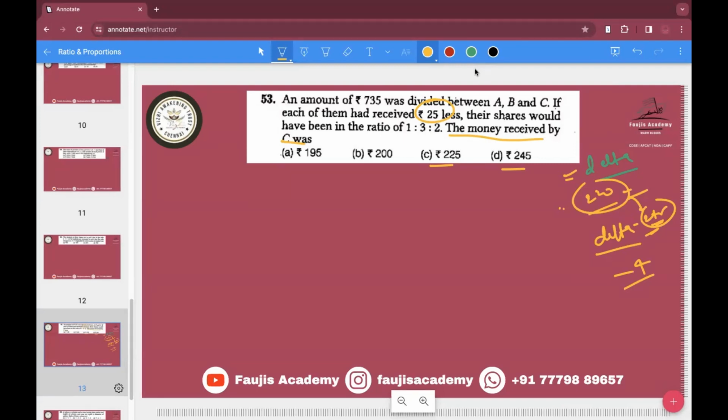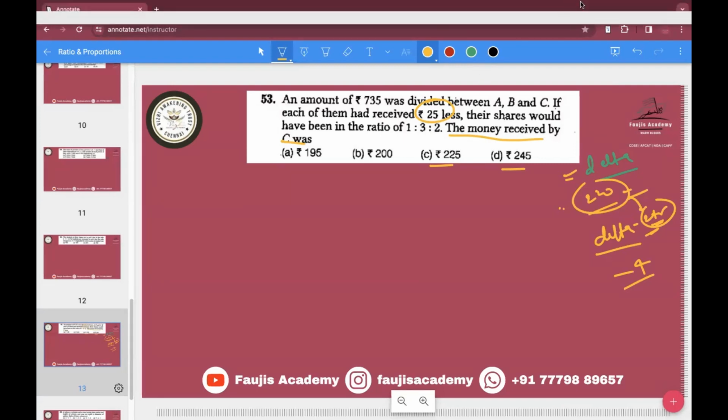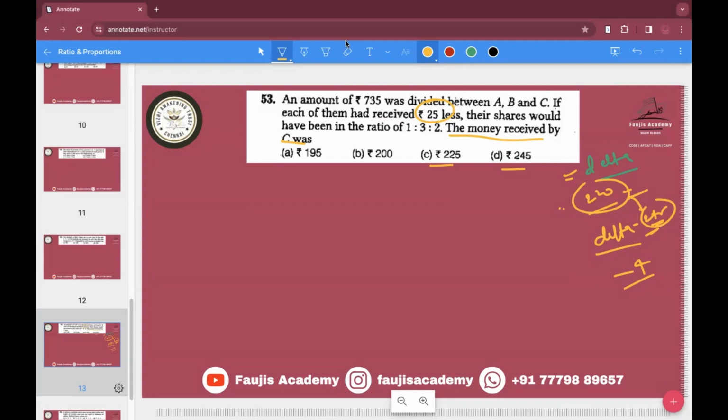Are we done? 1 more minute, sir. Okay, no worries, take your time. I want you guys to solve it. Look, the conditional thing: 730 initial. Each of them had received 25 each. Reduce it, then whatever XYZ number that is, distribute it into 132. That's the concept. Now tell me the numbers.